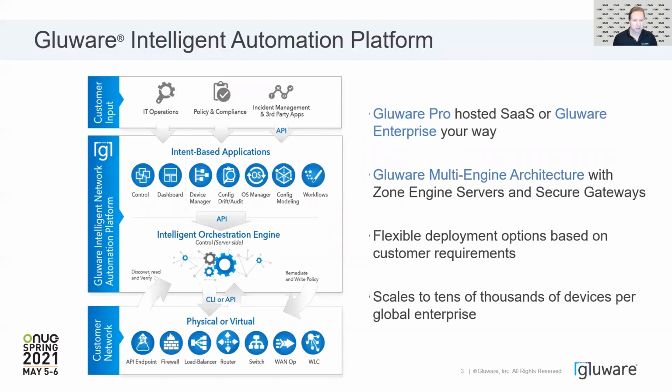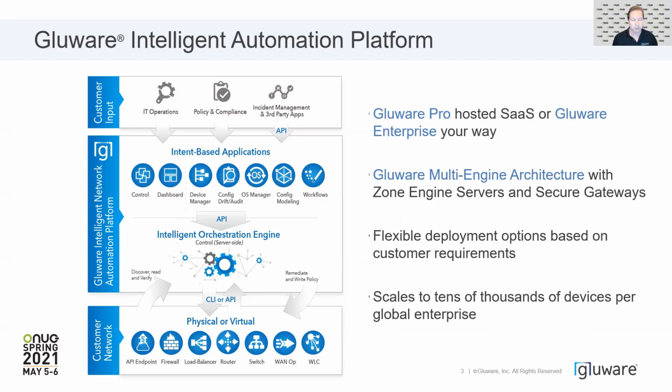Just to set the stage for those of you who may not know Gluware at all, Gluware is a platform for intelligent network orchestration. It's centered around the intelligent orchestration engine and its ability to automate and orchestrate primarily networking components. We're focused on routers and switches and firewalls and load balancers, WAN optimizers. We've been making a big push lately around things that are API oriented themselves on the southbound side. The orchestration engine is primarily communicating southbound via CLI or API down to the networking layer.